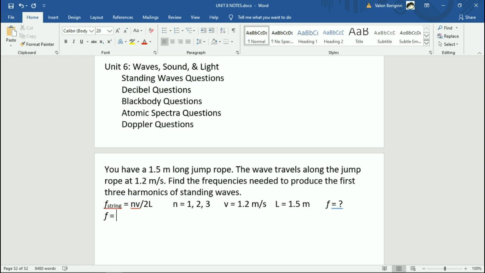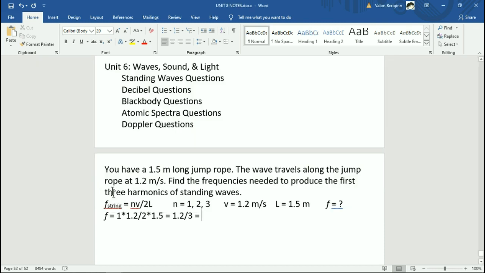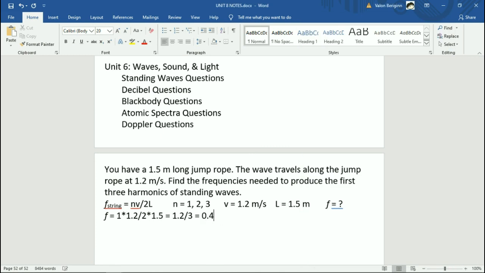We start with the first one. n is 1 times the speed of 1.2 divided by 2 times 1.5. So this becomes 1.2 divided by 3, which is 0.4 hertz. Second harmonic: 2 times 1.2 divided by 2 times 1.5. This becomes 2.4 divided by 3, which is 0.8 hertz. A quick way to do this is that the second harmonic is always twice the first one, and the third harmonic is 3 times that. So we have 3.6 divided by 3, which is 1.2 hertz. Okay, so that's an example of that.